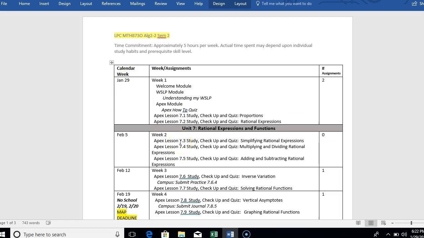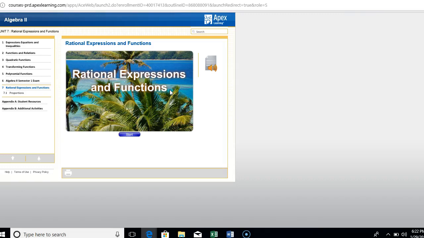Next week, I'm expected to do 3 lessons and all the parts, the study, the checkup, and the quiz to each of those. So let's go back into our Apex math book and see what each of those parts look like.